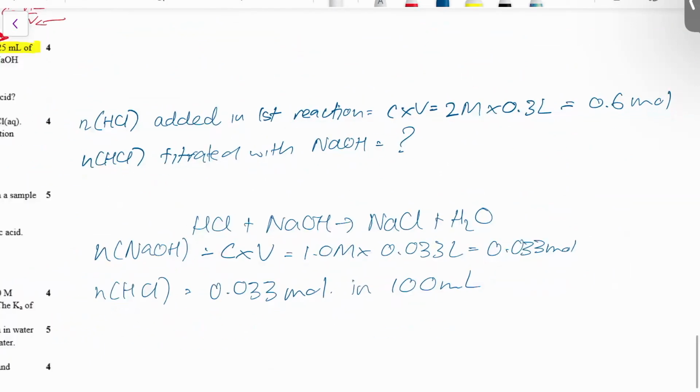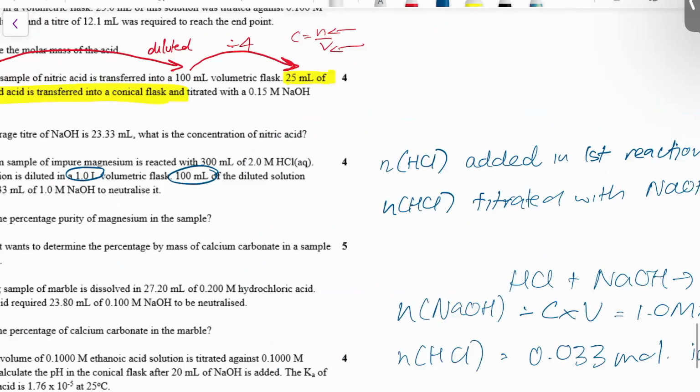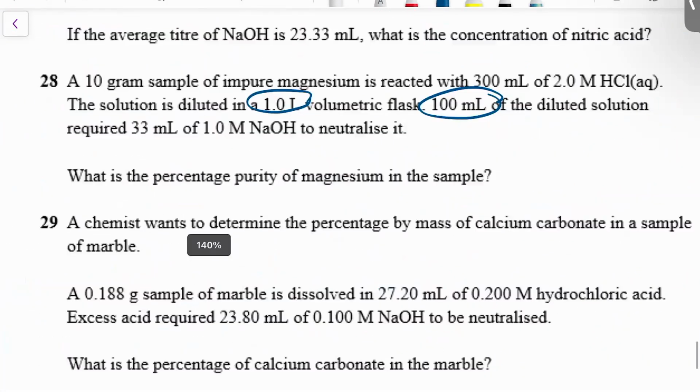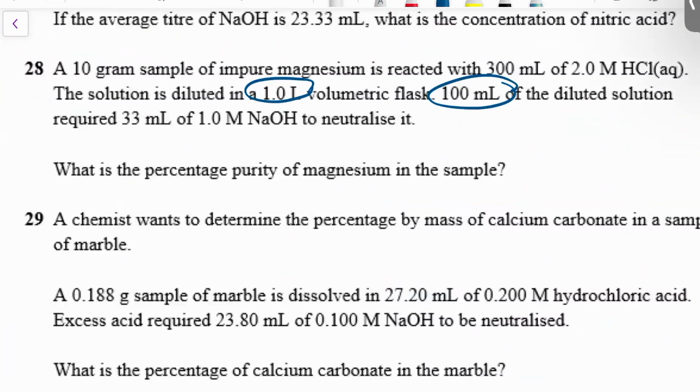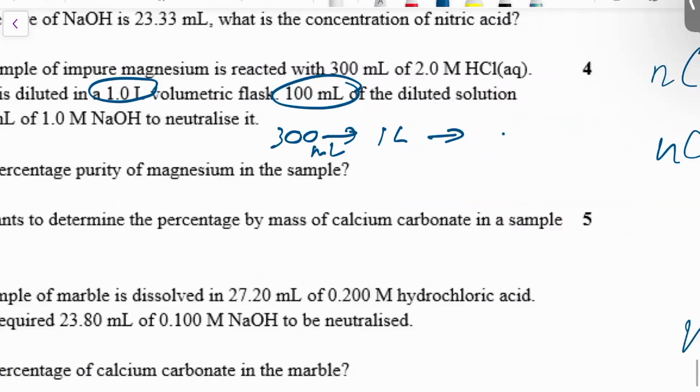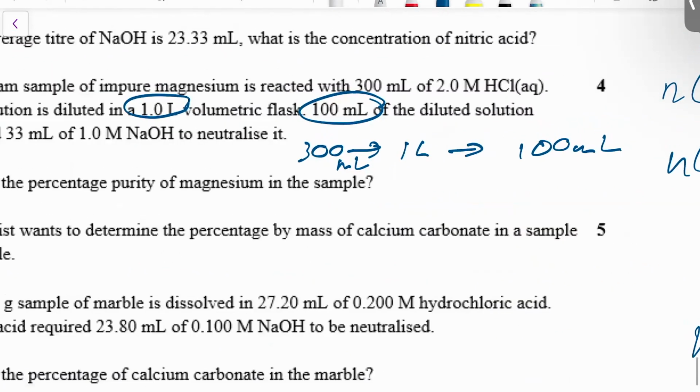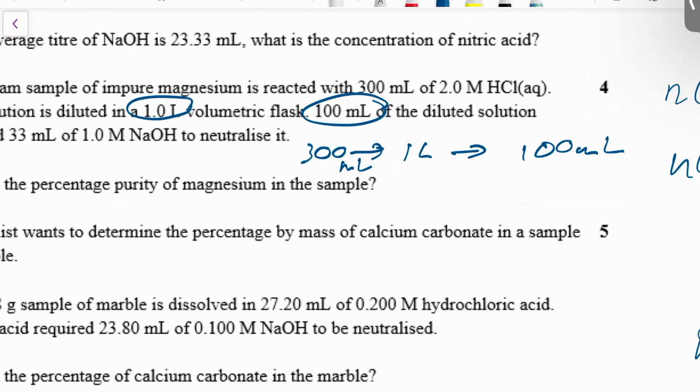So this is 0.033 moles in 100 mLs. It didn't go from 300 to 100. There's something in between. They went from 300 to 1 liter, and then from that 1 liter is how I got to my 100 mLs after. So I'm going to work backwards, yeah? For me to work backwards, I need to know what they did first. How did they go from 1 liter to 100? What did they do?